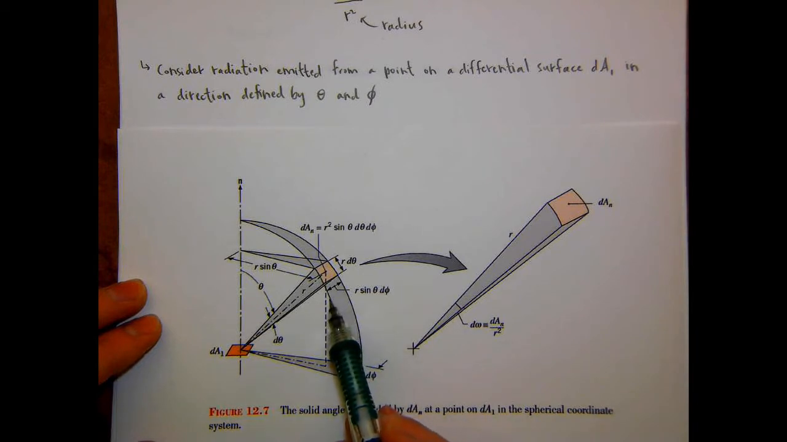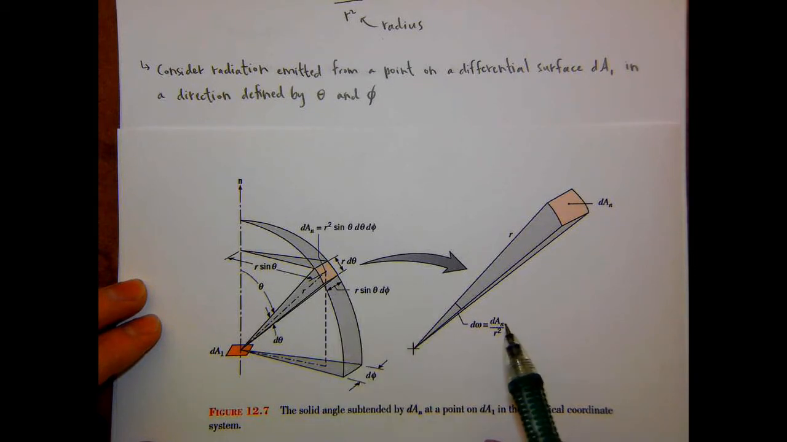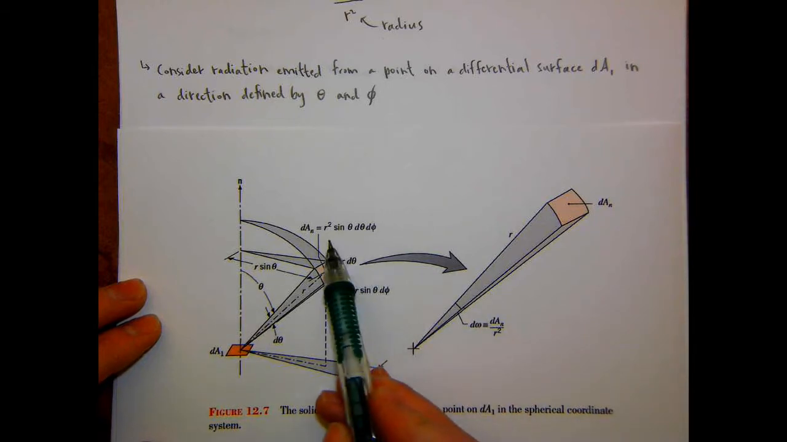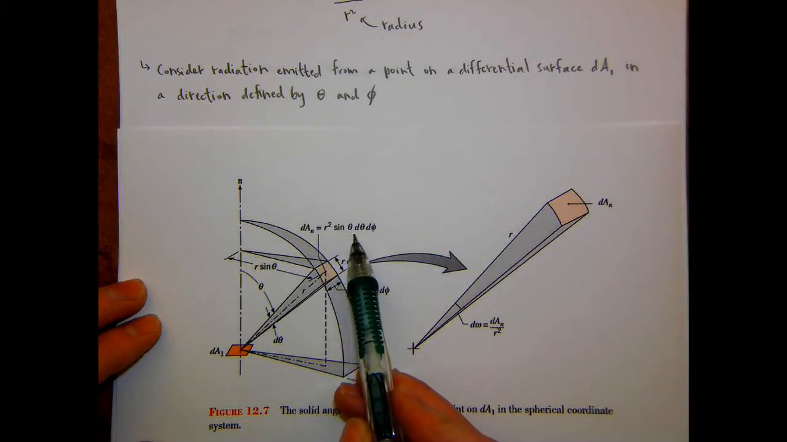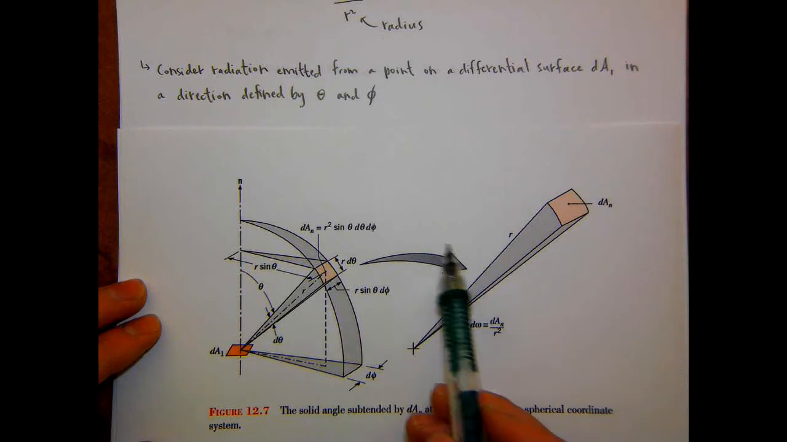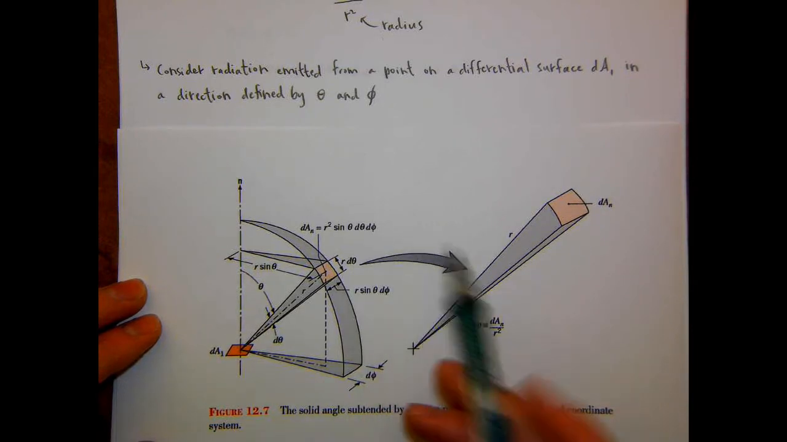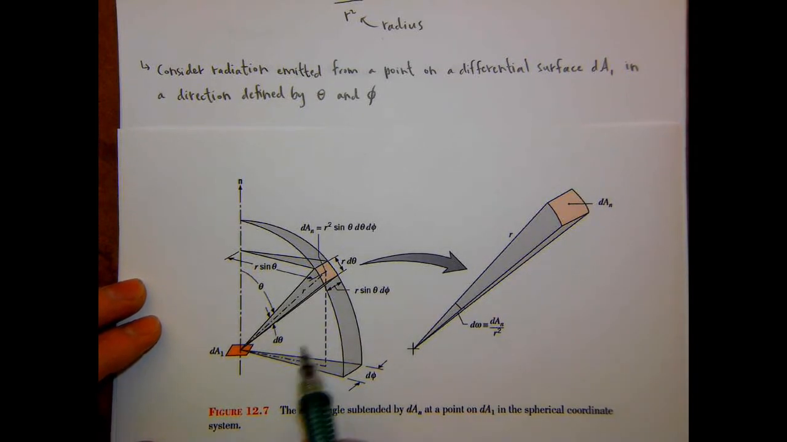And like we said, because curvature effects are negligible, because we're talking about differential angles and distances, the area that it passes through on the hemisphere is going to be a rectangle. And the rectangle is given by r squared sine theta d theta d phi. We'll write this down too. You can derive that from the geometry. And I'll include all these figures with the notes when I post them online.